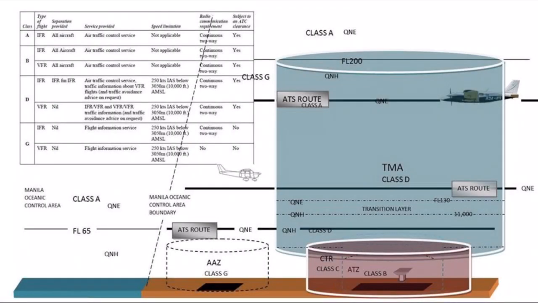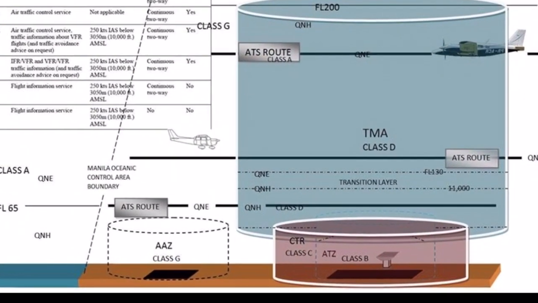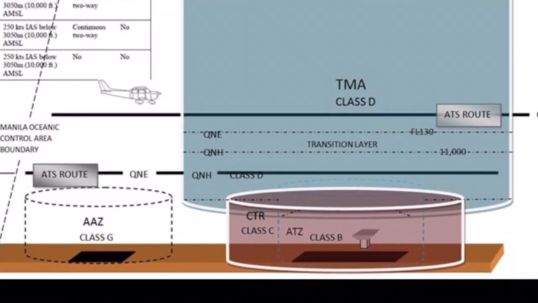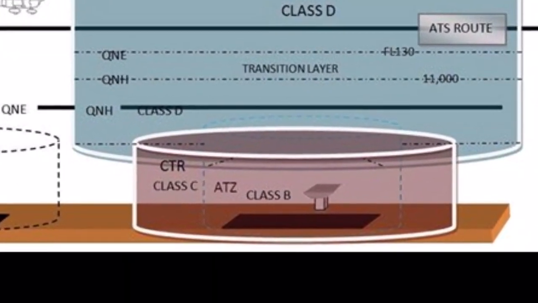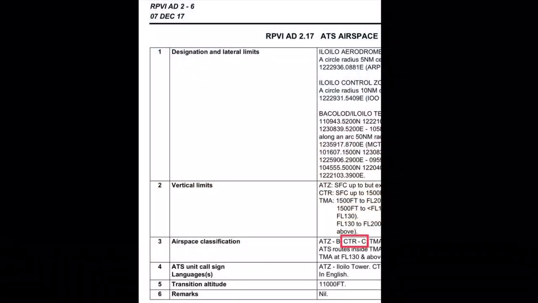Moving on to Class C. A recent development in the country's airspace system is the establishment of Class C airspace. If you look closely at the airspace details of some relatively new airports, in the AIP's AD section under ATS airspace, the CTRs, as you can see, have been designated as Class C.